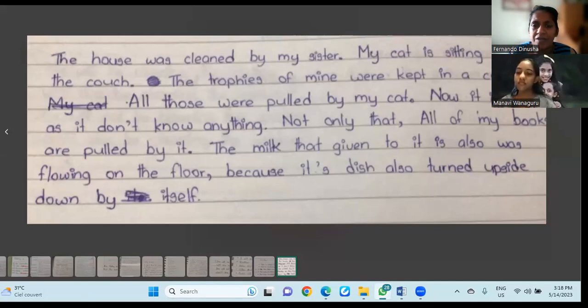The milk that was given to it was also flowing on the floor because its dish also was turned upside. Its dish also is turned upside down by itself. Okay, fine.